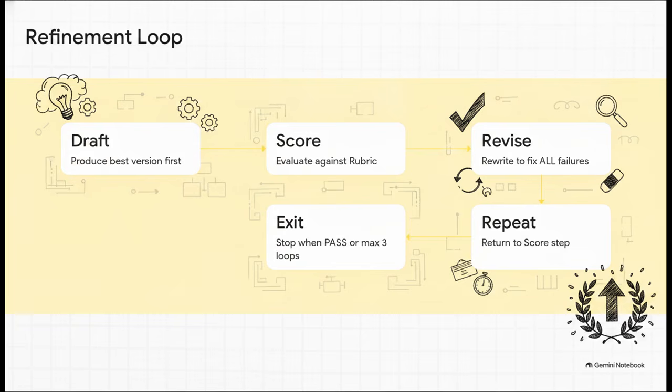The AI acts as its own toughest critic. It drafts a response and then explicitly checks its own math against your specific rubric. If it fails any single criterion, it systematically revises those failures internally. It only exits the loop and hands you the assignment when every single rubric item gets a passing score, or, and this is a good safety measure, when it hits a cap of 3 iterations.